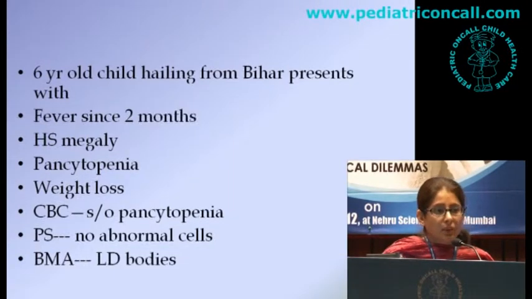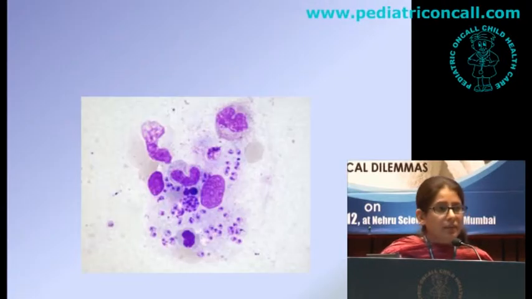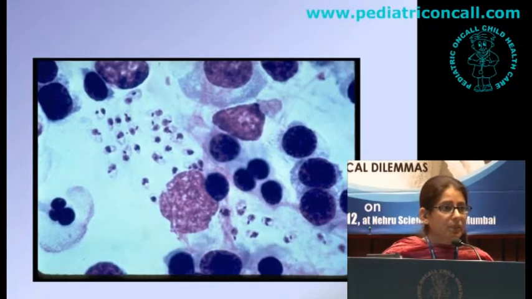Next was a 6-year-old child hailing from Bihar who had presented with fever since 2 months, hepatosplenomegaly, pancytopenia and weight loss. The CBC was suggestive of pancytopenia. The peripheral smear showed no abnormal cells, and the bone marrow showed LD bodies. Now these are the LD bodies seen in the bone marrow of this child, and this is a closer view of the same thing.